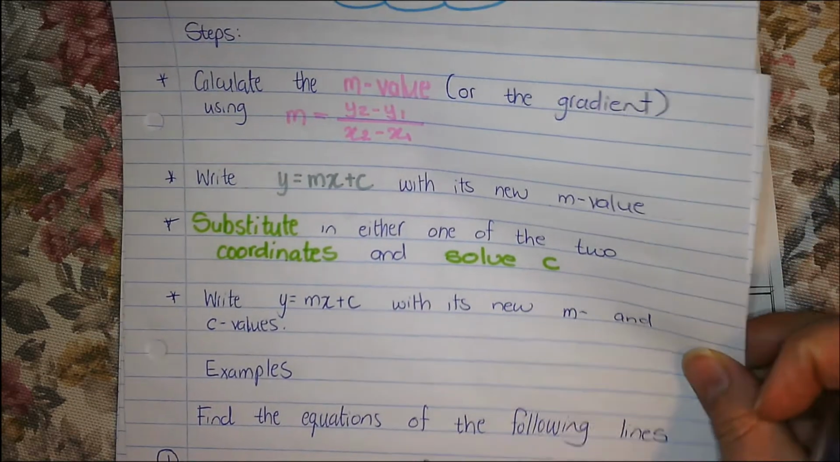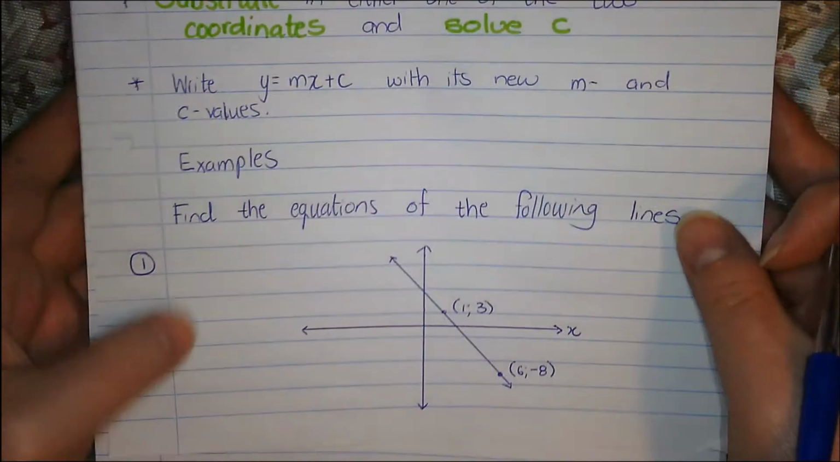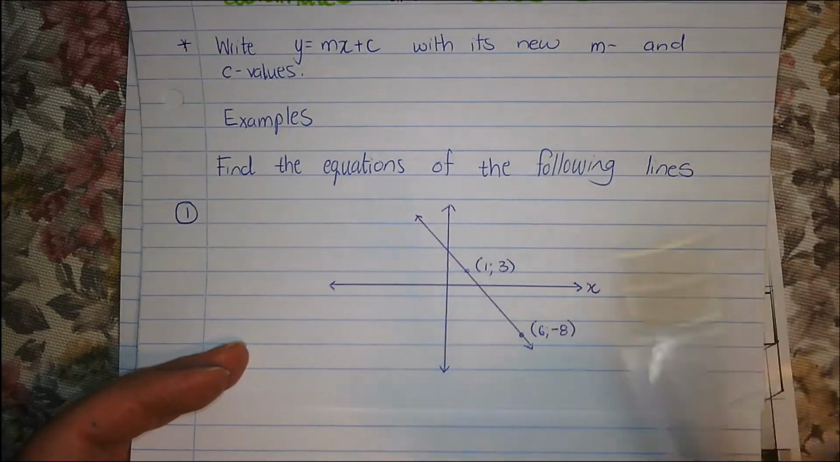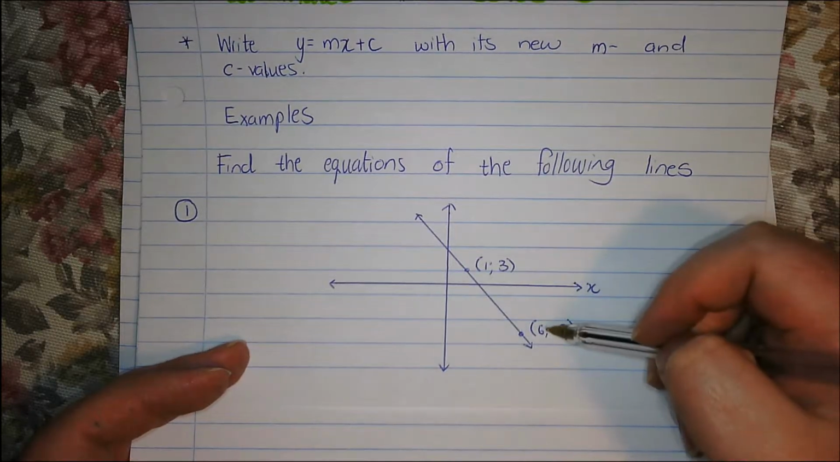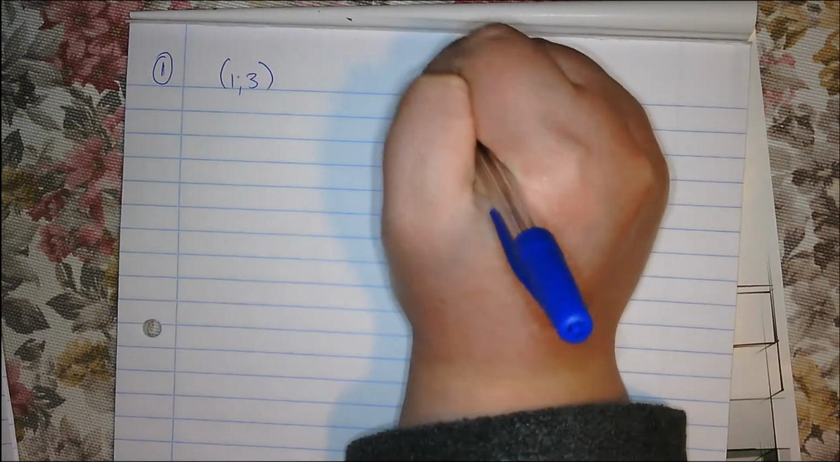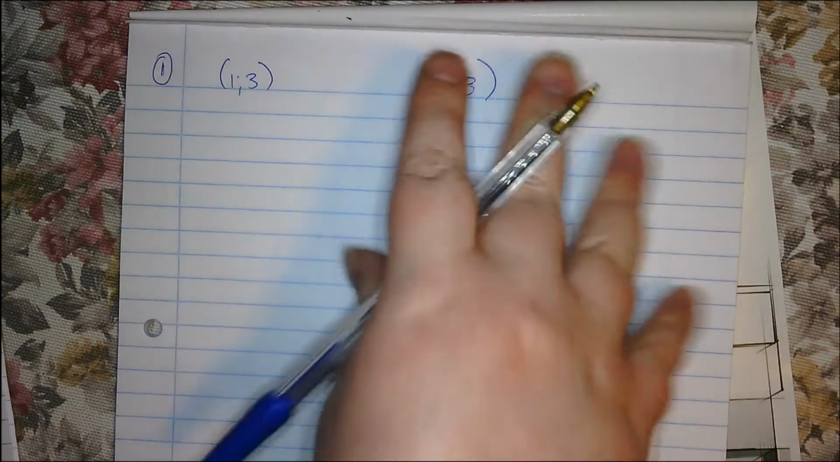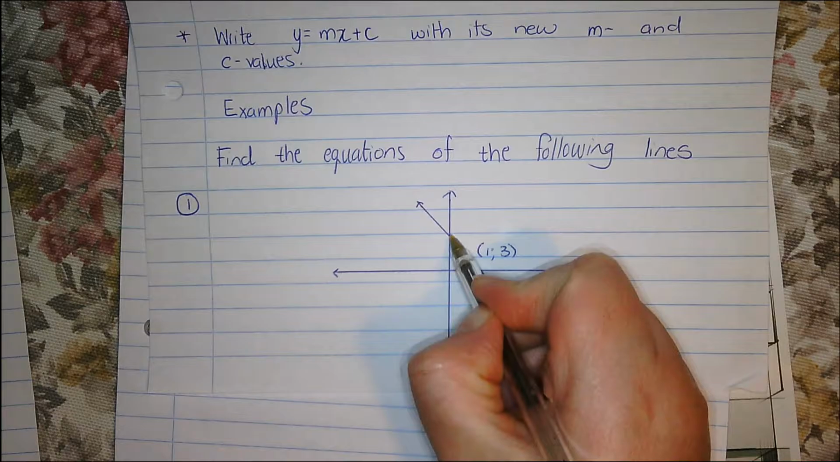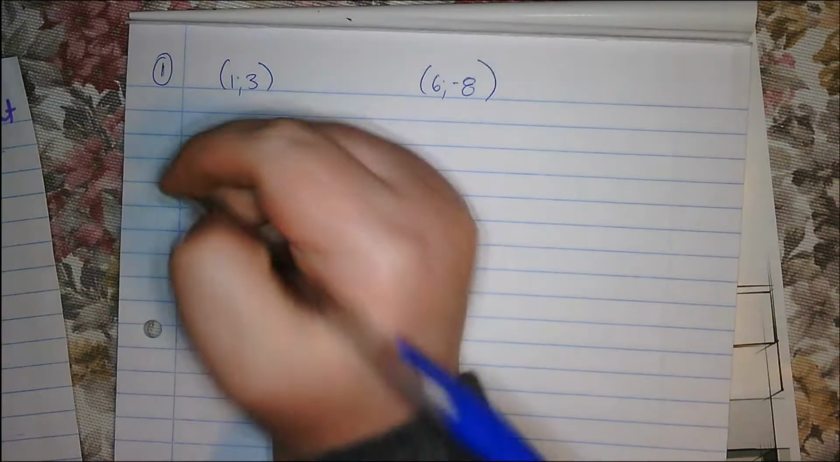Okay, so let's have a look at finding the equation of the following line. This is the first line that we're going to look at. We have the coordinates 6 and negative 8, and 1 and 3. So we do not have the y-intercept here. Even on the sketch, you'll see there's the y-intercept, but it's not written in. So we're going to have to use our gradient method.